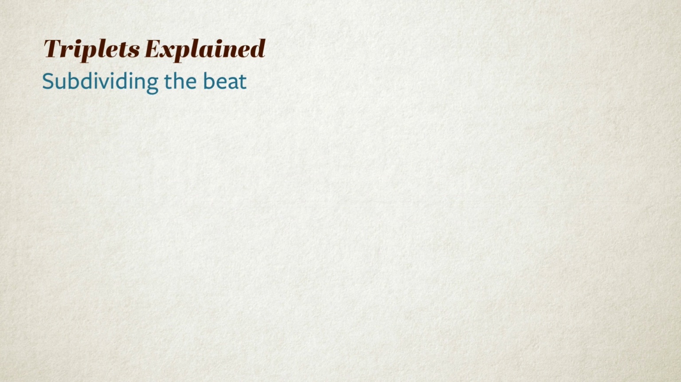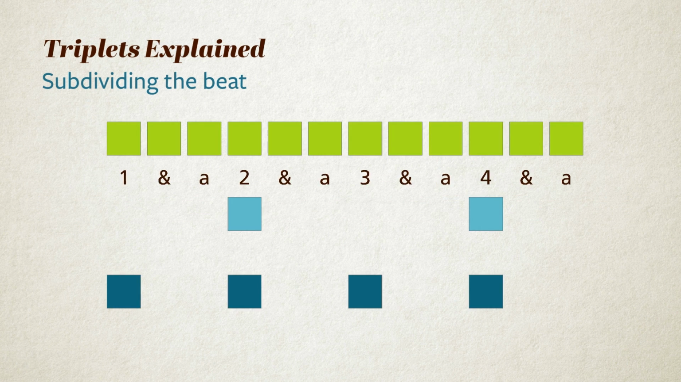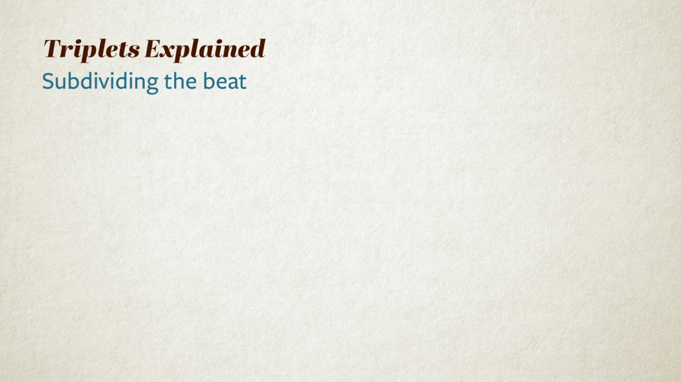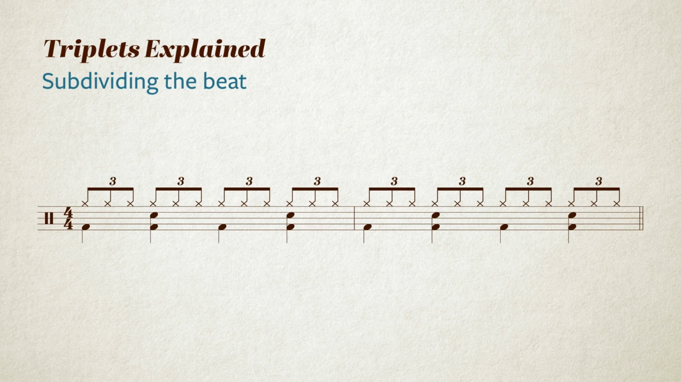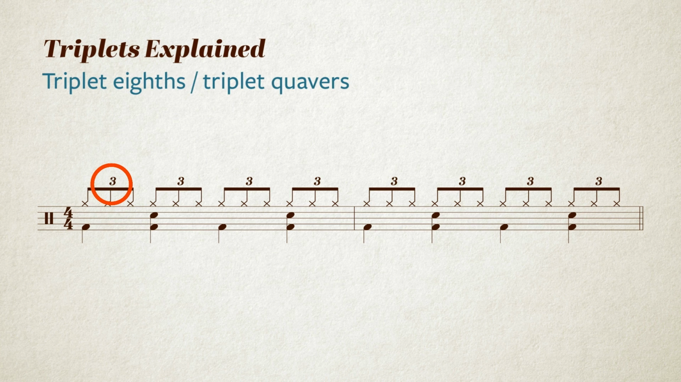But what if we wanted to split the beat into 3? Here's a new drum pattern, and this time the hi-hat is playing 3 times per beat. In fact, there are now 12 hi-hat notes in the bar, and we don't have a rhythm symbol for a 12th note, so we use the 8th note symbols as before, but now we just bracket them together in groups of 3. These are triplet eighths, or triplet quavers.